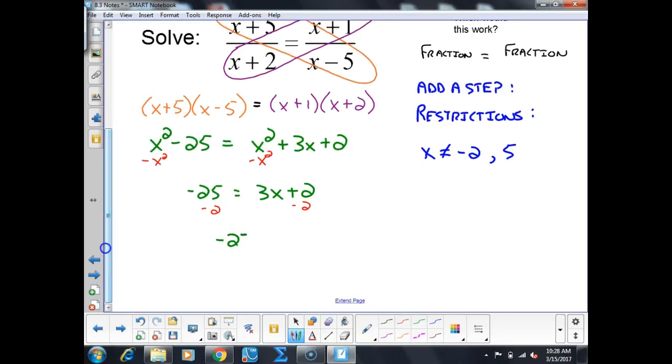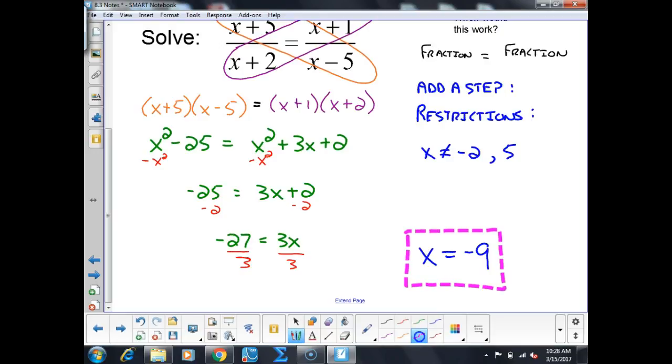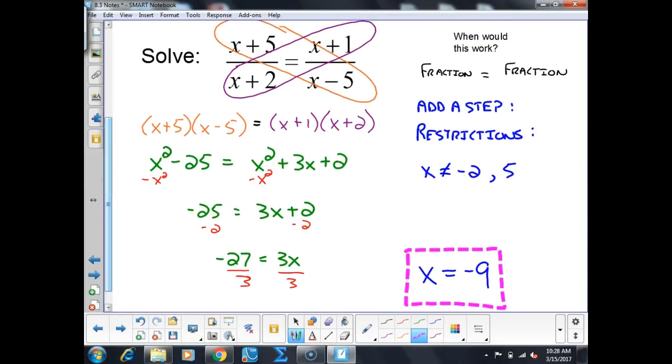So negative 27 equals 3x. Okay, then what? Divide both sides by 3. Oops, I put negative 3, but we'll just go with it. So x here equals what? X equals negative 9. Is that one of my restrictions? No, so I'm good with that. I can check this, and if I check this, I should get the right answer. So let's do a quick check. It might only take 10 seconds.